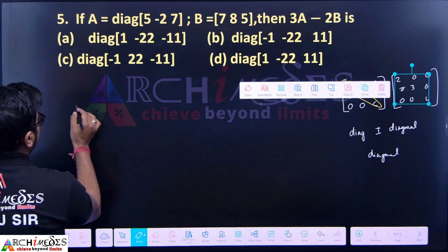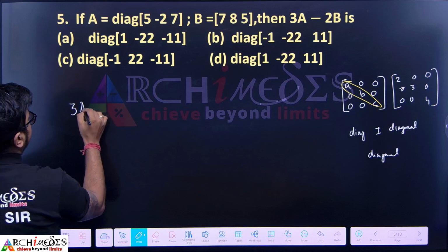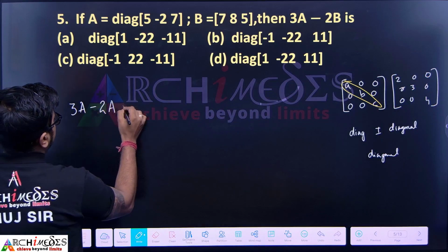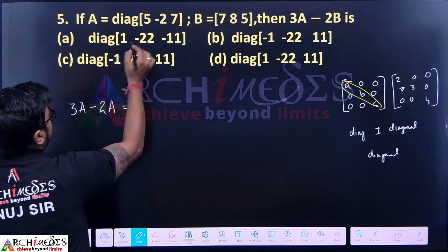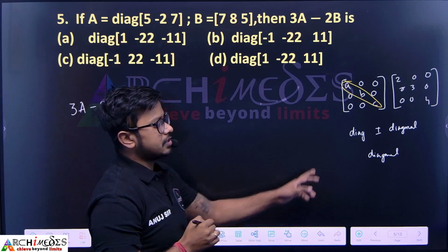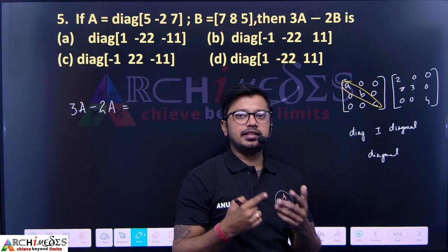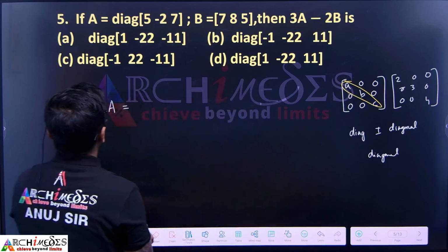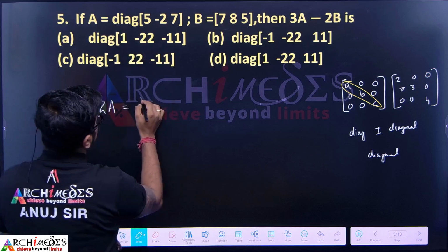Look over. So that means 3A minus 2B is equal to, what is 3A? 3A means you have to multiply all elements. Since all the other elements are 0 only, if you multiply any number with 0, it gives you 0. So the diagonal elements, if I multiply with 3, so this becomes what?